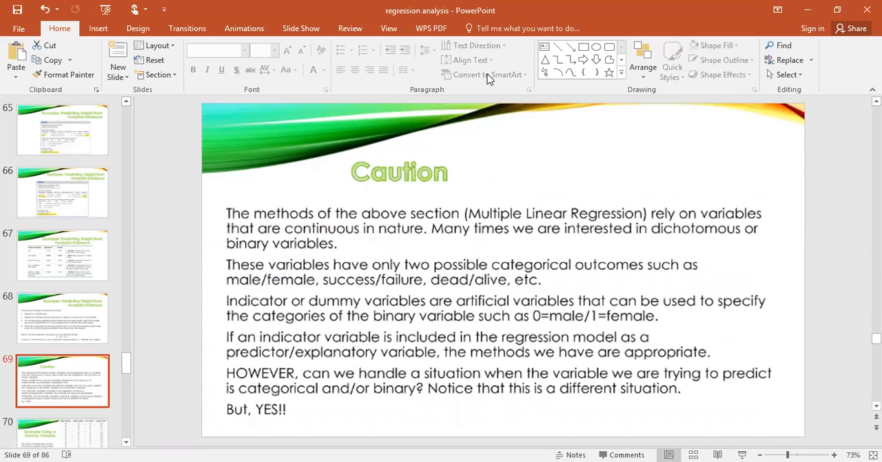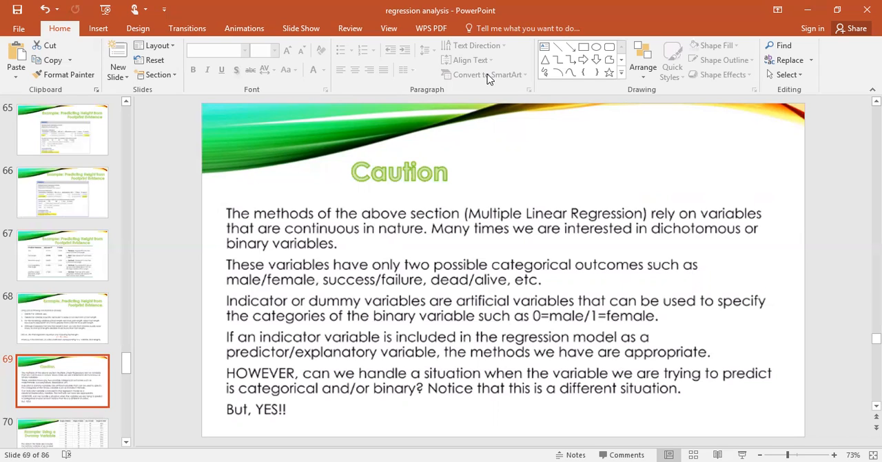The methods of the above section, multiple linear regression, rely on variables that are continuous in nature. Many times we are interested in dichotomous or binary variables. These variables have only two possible categorical outcomes, such as male or female, success or failure, or dead or alive. Indicator or dummy variables are artificial variables that can be used to specify the categories of the binary variables, such as 0 for male and 1 for female.